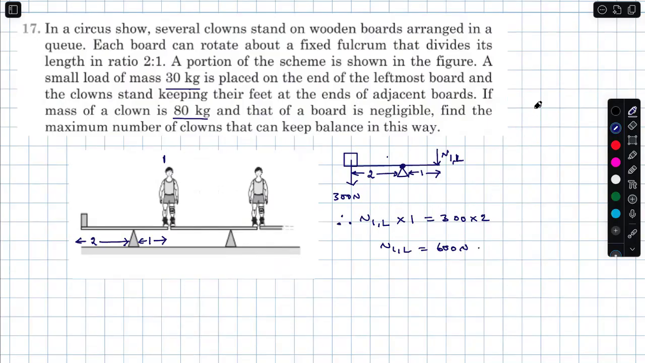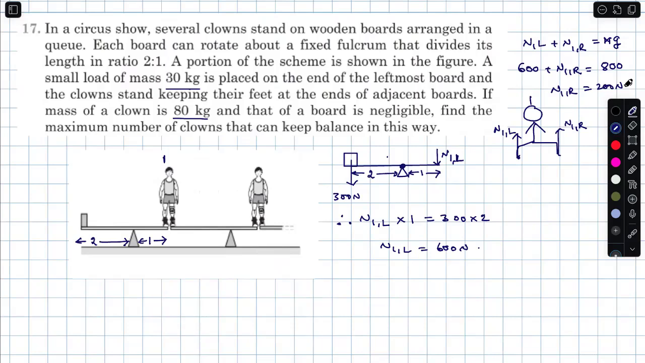And whereas for the first clown, N1 left plus N1 right is the weight. You got N1 left as 600. N1 right is equal to mg, 800. Therefore, N1 right is 200 Newtons.